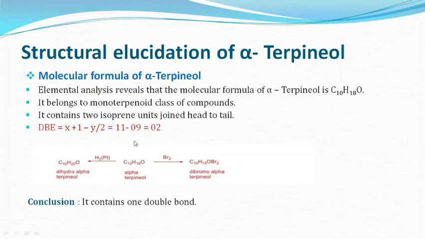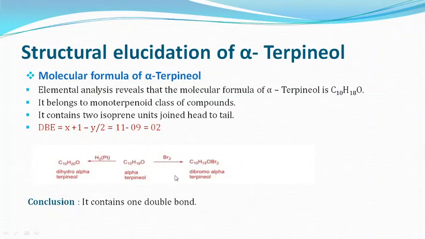Next we come to the degree of unsaturation present in alpha terpineol. This is given by the double bond equivalent. As we already studied the formula of the double bond equivalent, substituting the values of x and y in this equation, we get the unsaturation as 2. This means that alpha terpineol contains either 2 double bonds, or 2 rings, or 1 double bond and 1 ring.